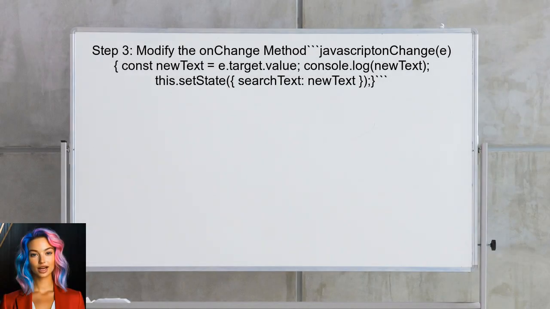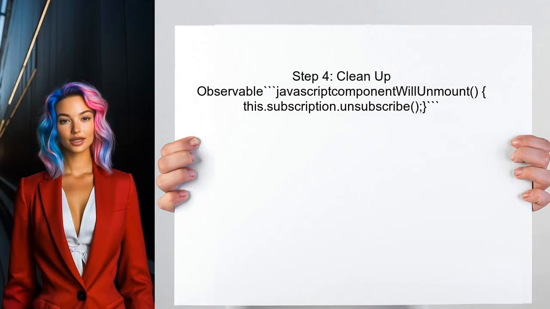Now, the user should modify the onChange method to handle the debounced input. This method will still log the new text and update the component's state. Finally, the user should ensure to clean up the observable when the component unmounts. This prevents memory leaks by unsubscribing from the observable.